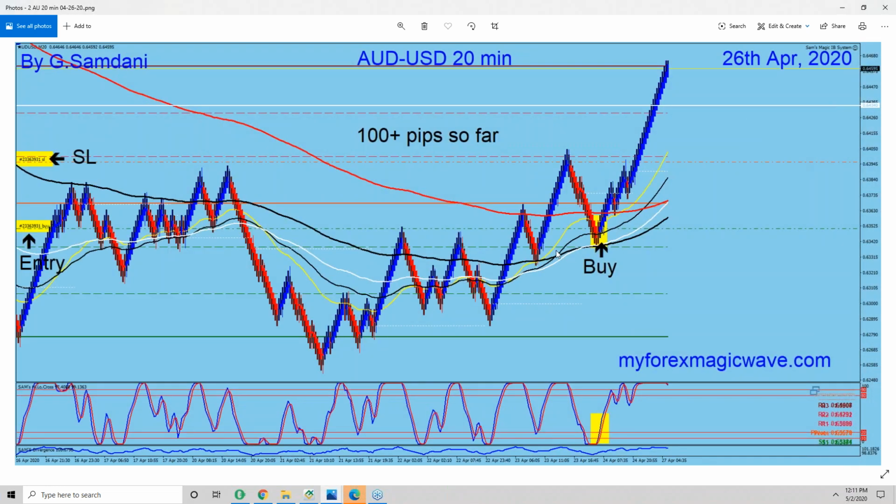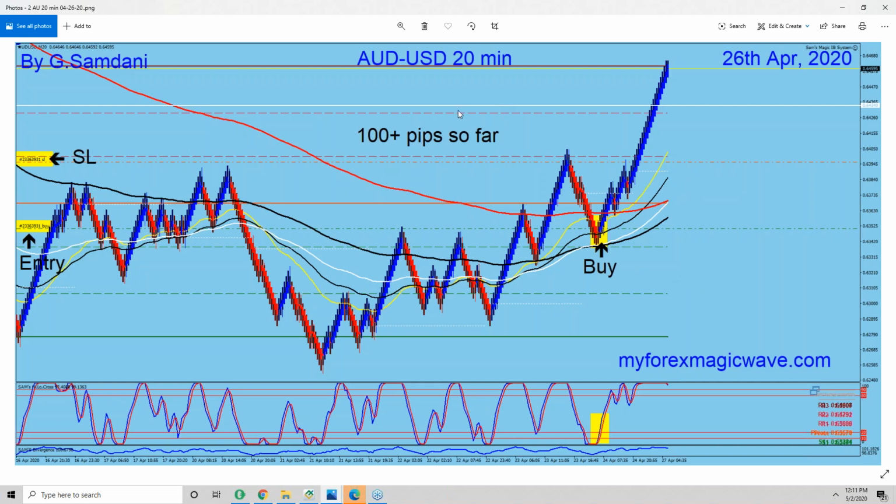On the 26th, this is a long Aussie USD. Buy order here, SL move here. It was all because of the Aussie strength. Aussie was going to the upside. Aussie index was getting strong.